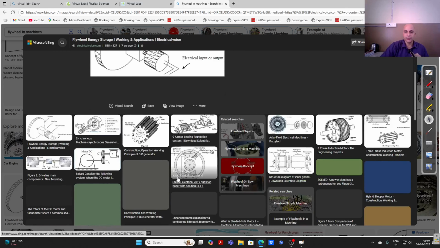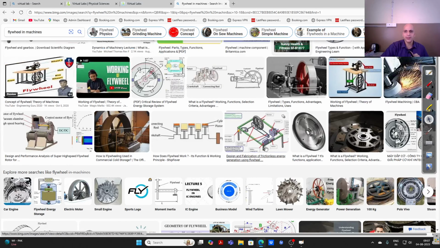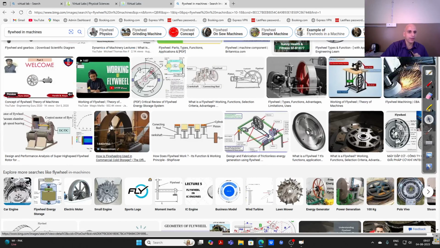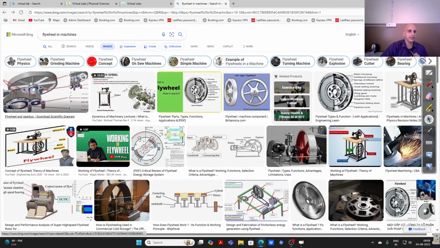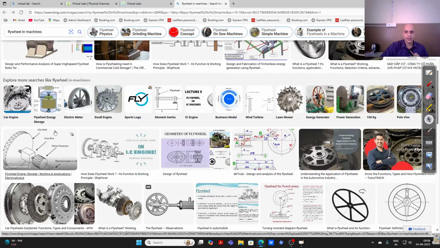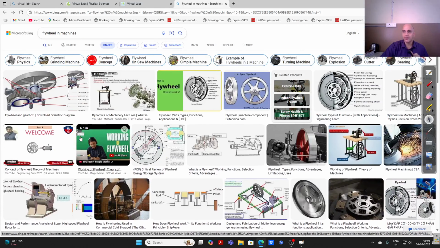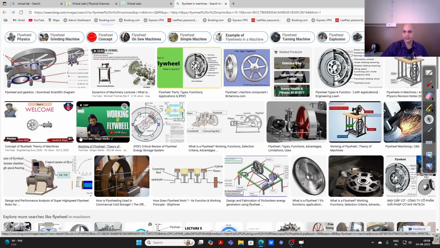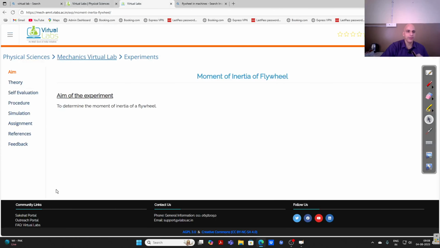You can see different flywheel assemblies here. I'm showing you. You can see here, this is also a flywheel. You can see here, right? All these are flywheels. This is also a flywheel, right? You can see here different ones. If I show you the pic of the flywheel that I am going to discuss in this experiment, then we have to go to the virtual lab, right?